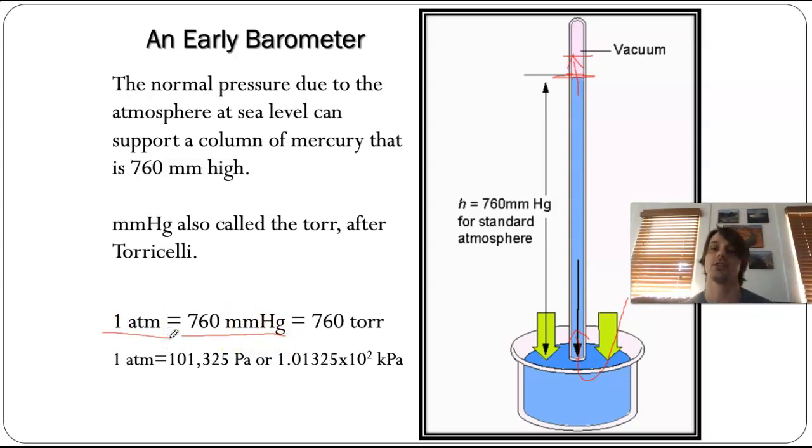At sea level, I can also call that 1 atmosphere, because above you, you have 1 atmosphere. If I go below sea level, I have more than 1 atmosphere above me. If I go up high, I have less than an atmosphere above me. So this is a unit of pressure.